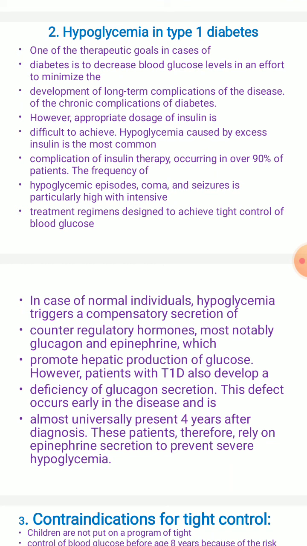So what is going to happen now? Hepatic production of glucose is promoted by these counter-regulatory hormones. When the patient with type 1 diabetes develops a deficiency of glucagon secretion, this defect occurs early in the disease, but it is almost universally present 4 years after diagnosis. So these patients have to rely on epinephrine secretion in order to prevent the severe hypoglycemic condition.